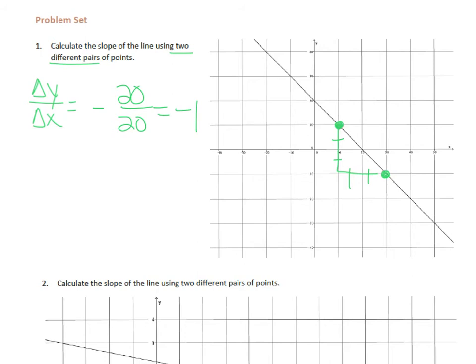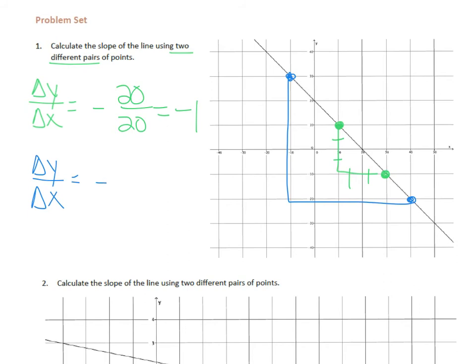Now we're going to calculate the slope of this line with a different pair of points. So I'm going to change colors, and I'm going to choose this point and this point. I chose big, didn't I? All right. You're going to draw your triangle. You're going to do delta y over delta x. The slope of the line is still negative.